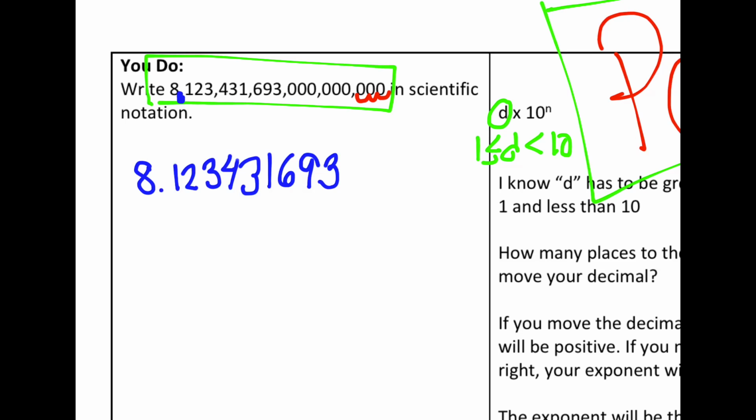How many times do I have to move my decimal place over to get to here? 1, 2, 3, 4, 5, 6, 7, 8, 9, 10, 11, 12, 13, 14, 15, 16, 17, 18 times. That means this number is 8.123431693 times 10 to the 18th power. It is positive because I moved my decimal place to the left.